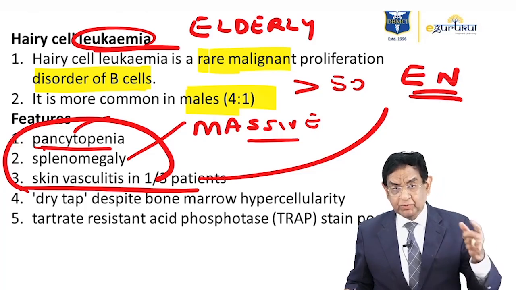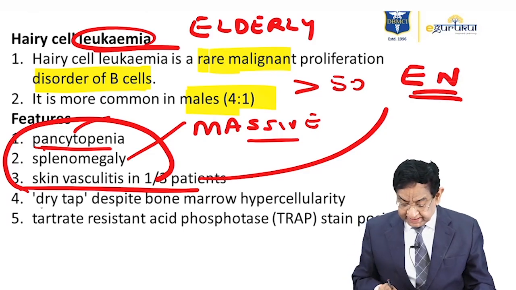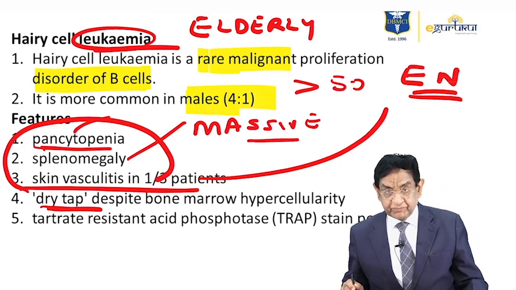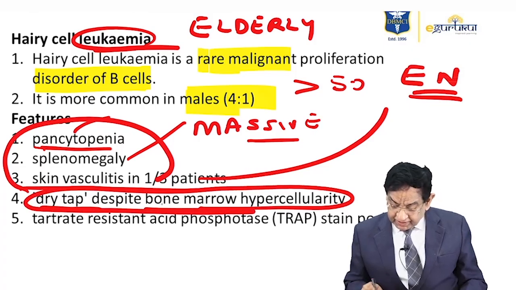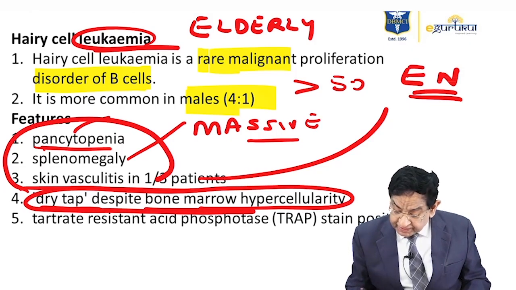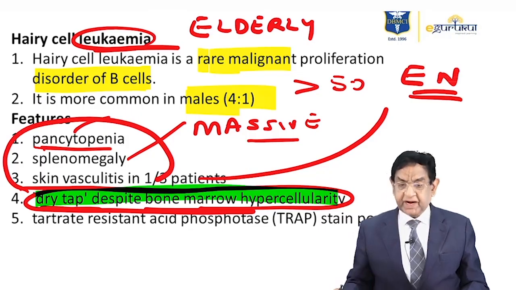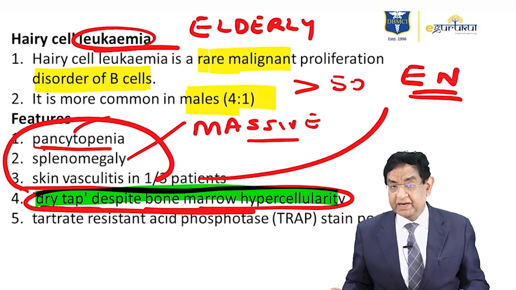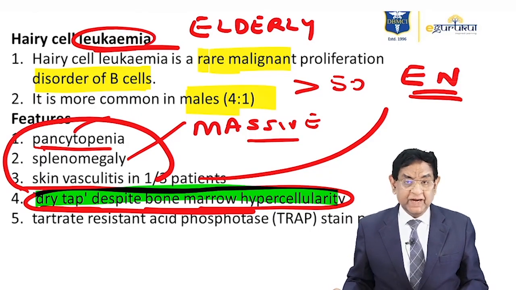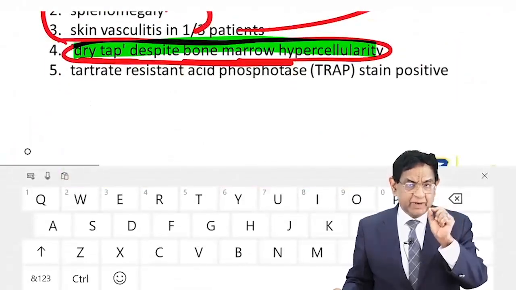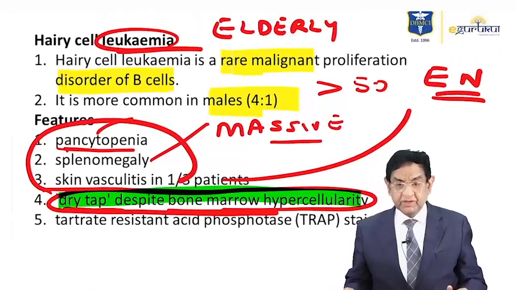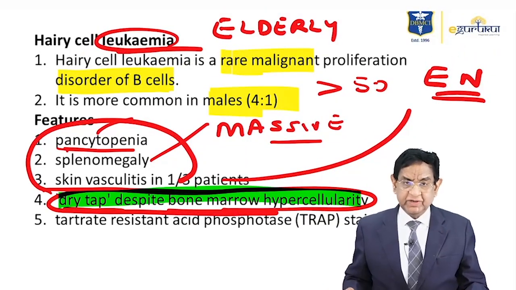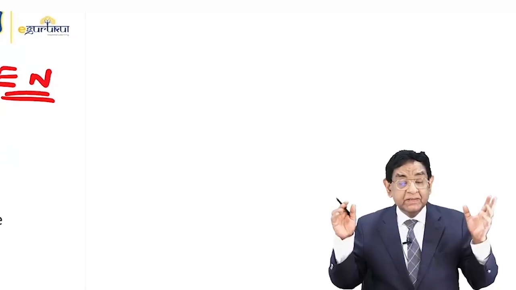Now, if you do the bone marrow aspiration, you get a dry tap, despite hypercellularity. This is a unique thing. It's really a very unique thing. One condition where we have a dry tap with a hypercellular marrow. Why? Dry tap means you are doing bone marrow aspiration, but when you see, you don't get anything. So we call it dry tap. But surprisingly, the bone marrow is hypercellular.